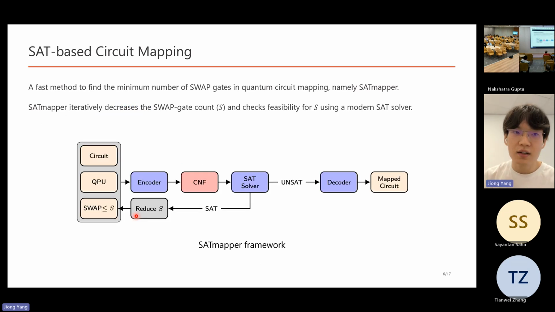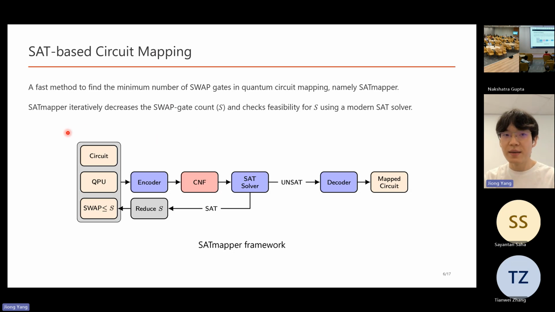In this talk, we present a SAT-based approach for the quantum circuit mapping problem. It is a fast method to find the minimum number of swap gates in quantum circuit mapping, and we name the tool SATMapper. SATMapper iteratively decreases the swap gate count S and checks the feasibility for S using a modern SAT solver. Here is the framework of SATMapper.